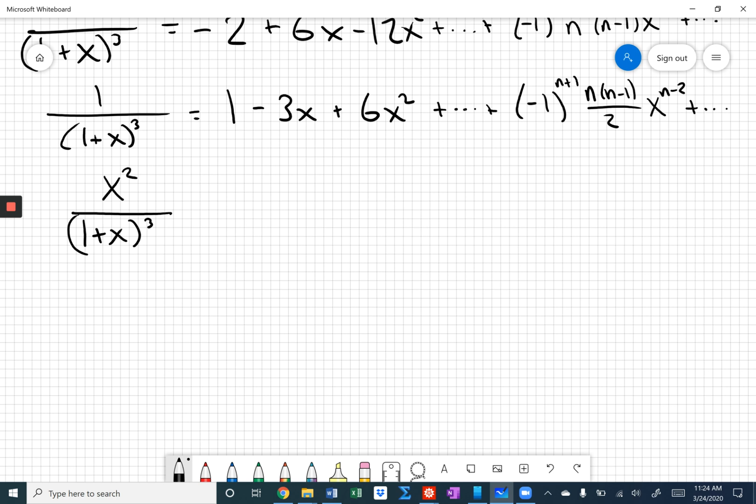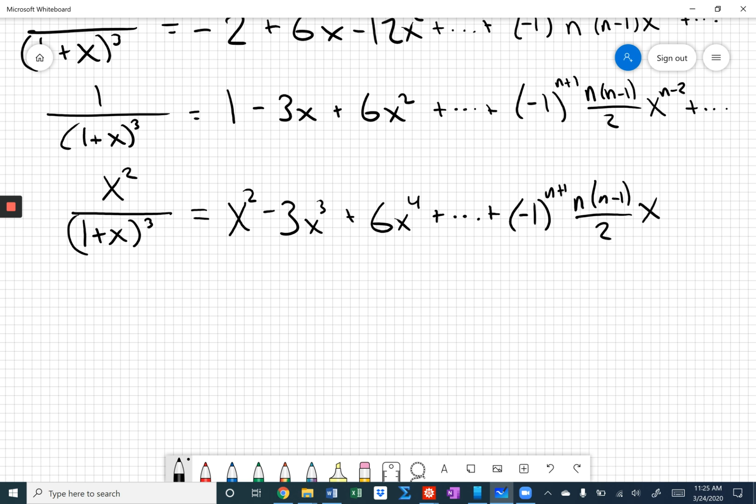On the next screen, it says to use this previous relationship to generate a power series for x squared over (1 plus x) cubed. And so all we have to do is just multiply through by x squared. And so we're going to get x squared minus 3x cubed plus 6x to the fourth plus dot dot dot plus (-1) to the n plus 1 times n times (n minus 1) over 2 times x to the n plus dot dot dot. And there we have that one. Algebra, easy.